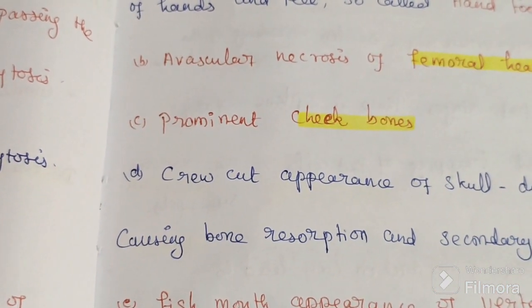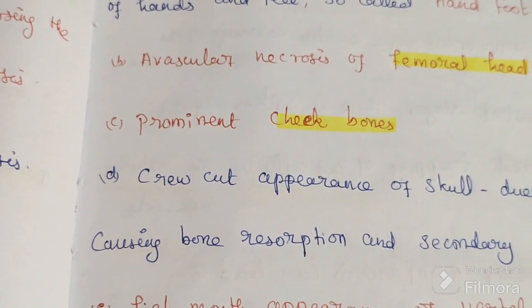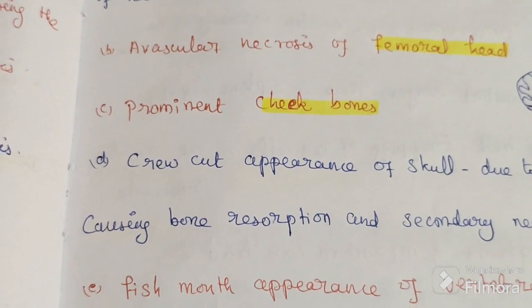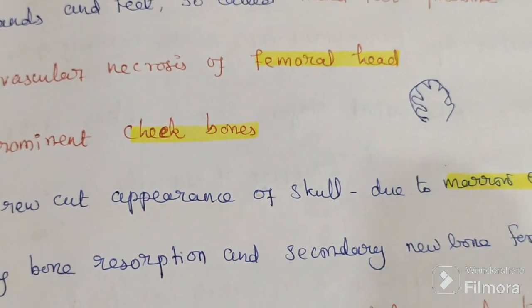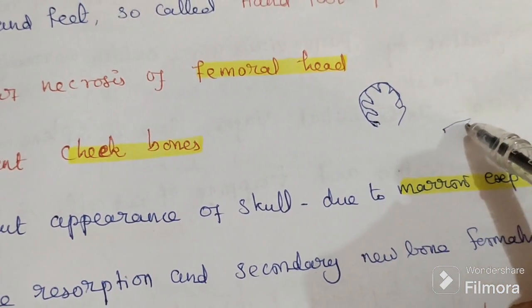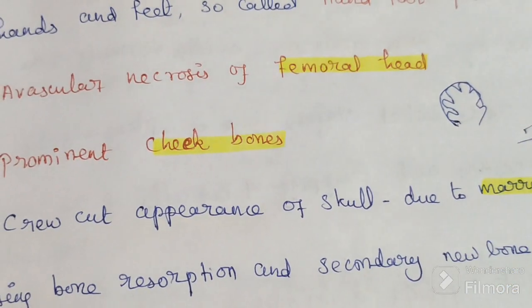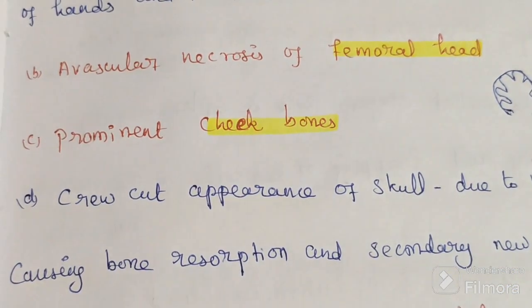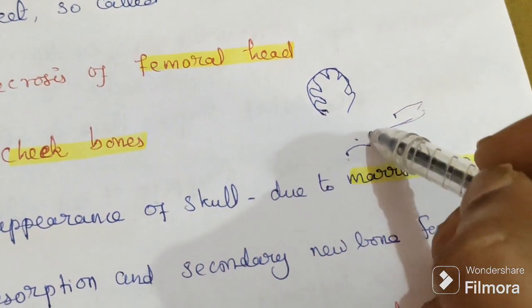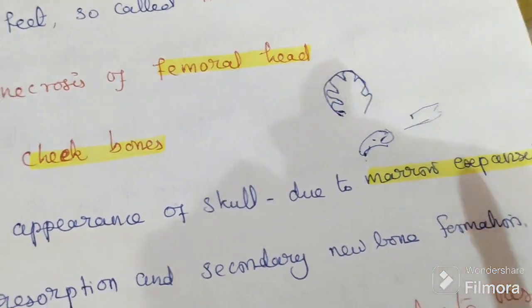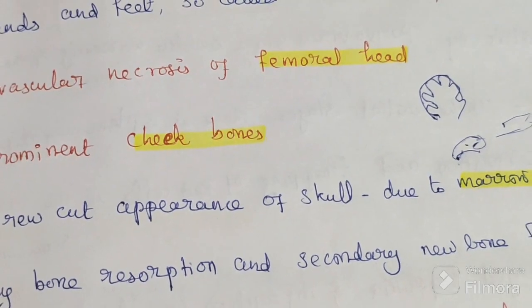In the vertebra the same thing happens, which leads to a fish-mouth appearance of the vertebra. Fish-mouth appearance: the shape of the vertebra is normally like this, then it changes to the fish mouth.